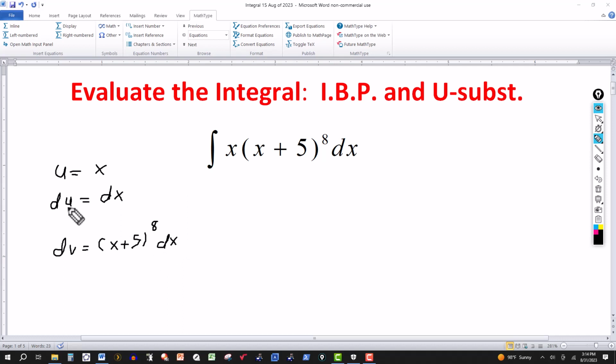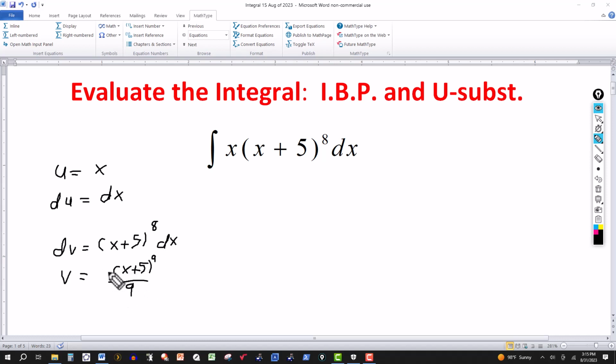So I integrate the dv, that'll give me v. And this is pretty much the same sort of thing as if you had x to the 8th, because the derivative of x plus 5 is 1. So if I did a u-substitution here, it would just come out to this. So this will be (x plus 5), add 1 to the exponent, to the 9th, and this will be over 9.